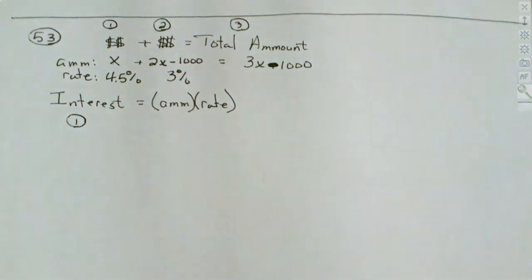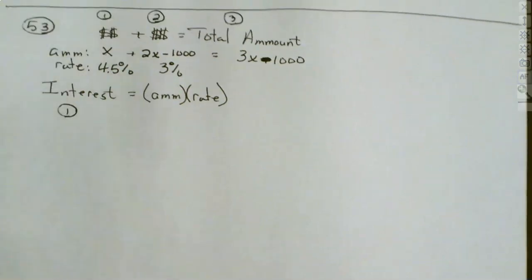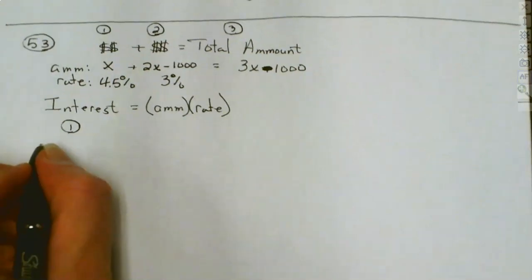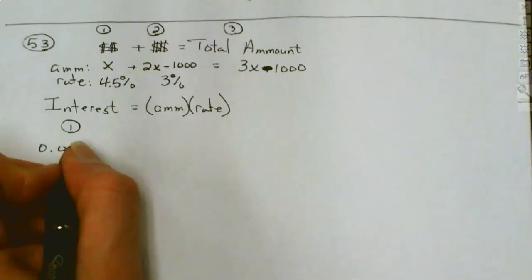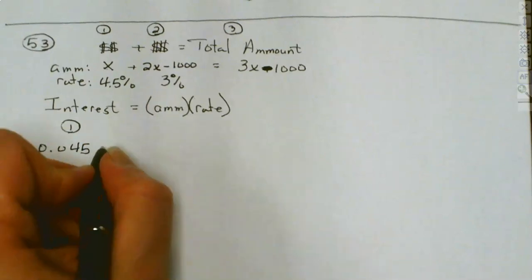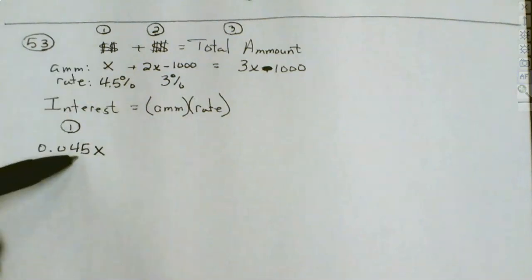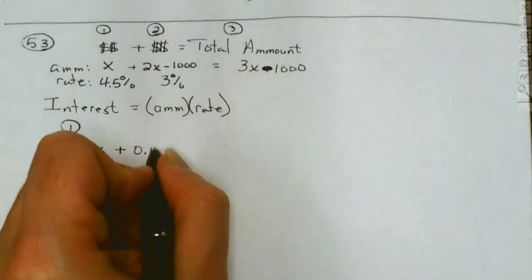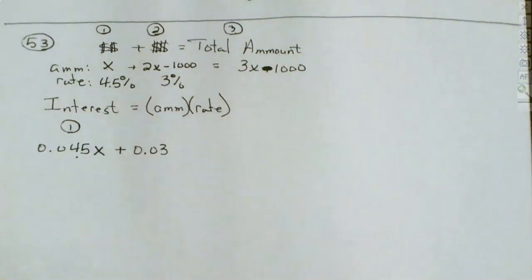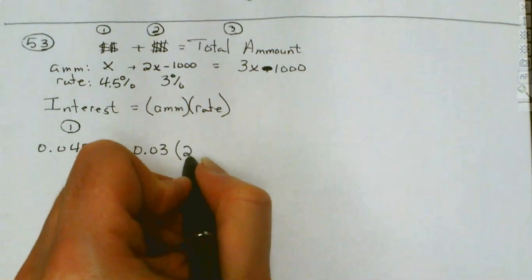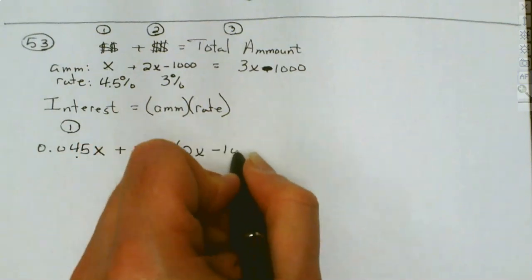So our first one, the first account, we go up and we look here. Unknown amount, X, 4.5%. So 4.5% would be 0.045. Unknown amount, X there. See, these just get multiplied together and placed down here. The next part is 3%, so that's 0.03. And how much is in there? 2x minus 1,000.